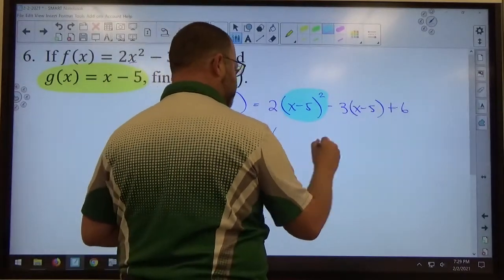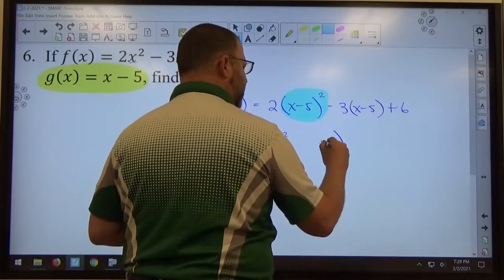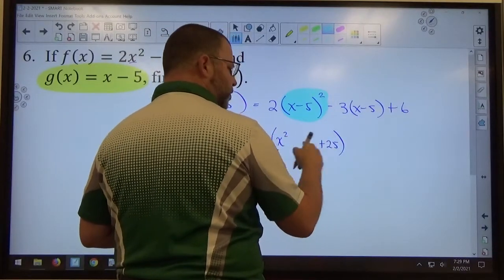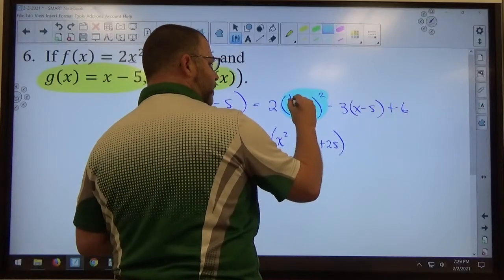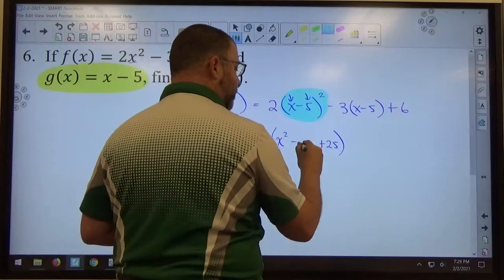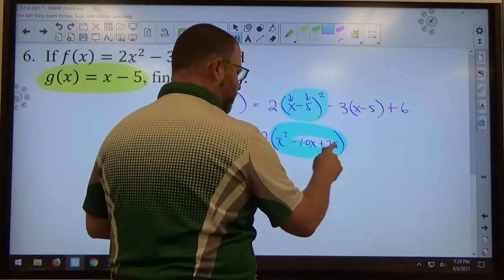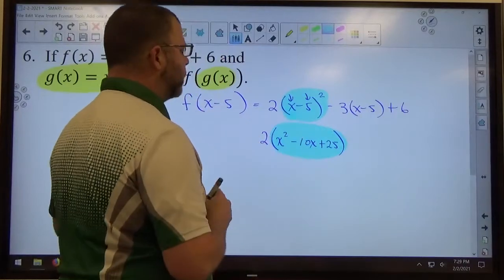Remember that it's simply the first object squared, the second object squared, and then there's this magic middle term, which is just the product of x and negative 5 doubled. So negative 5x doubled is negative 10x. So this right here is the product of that binomial squared there.